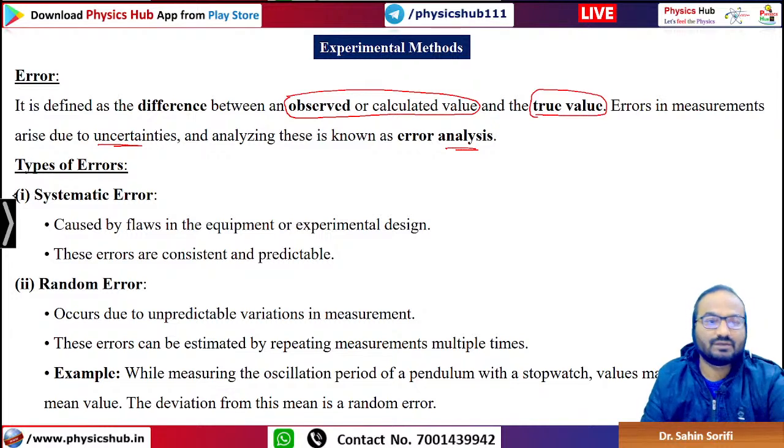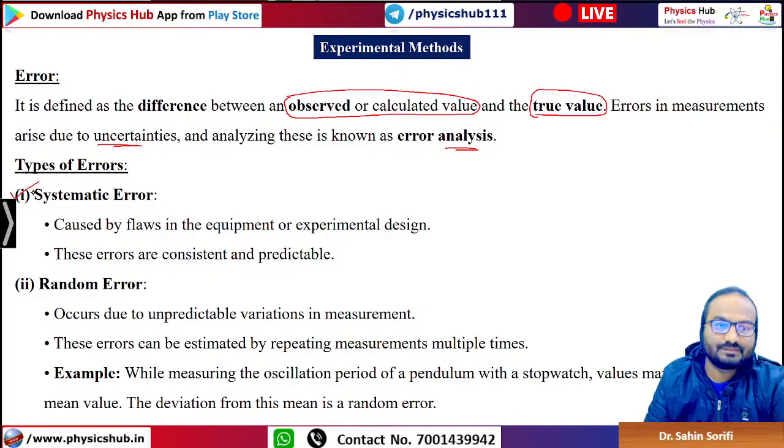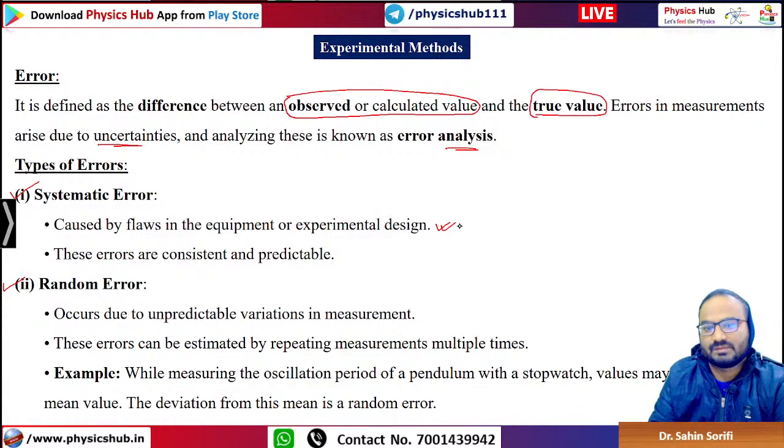Now, what kind of errors do we generally see? There are mainly two types. One is systematic error, another one is random error. Systematic error is caused by flaws in the equipment or experimental design. Somewhere something may be weak, some screws may not be tight, or some experimental design limitation may be there. That causes systematic error. These errors are consistent and predictable, and you can do a little calculation to avoid that.